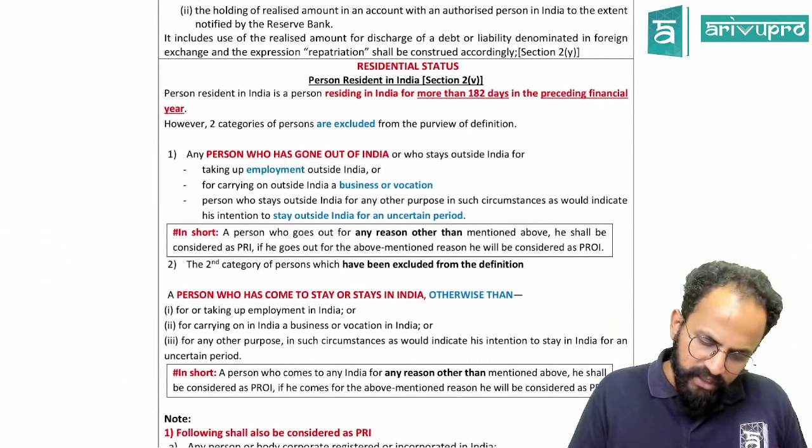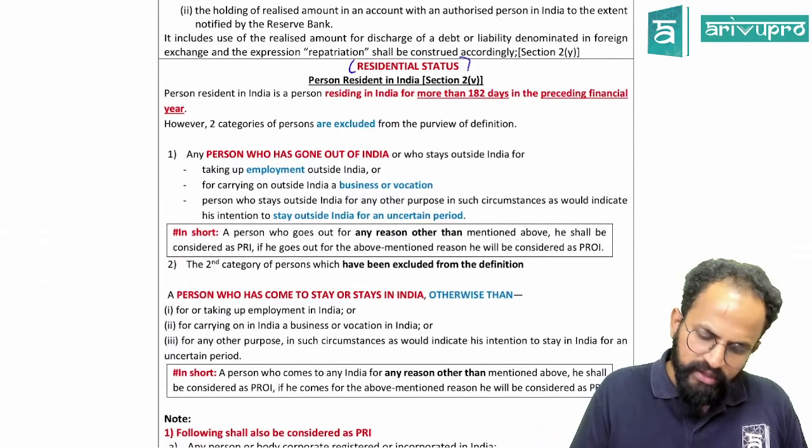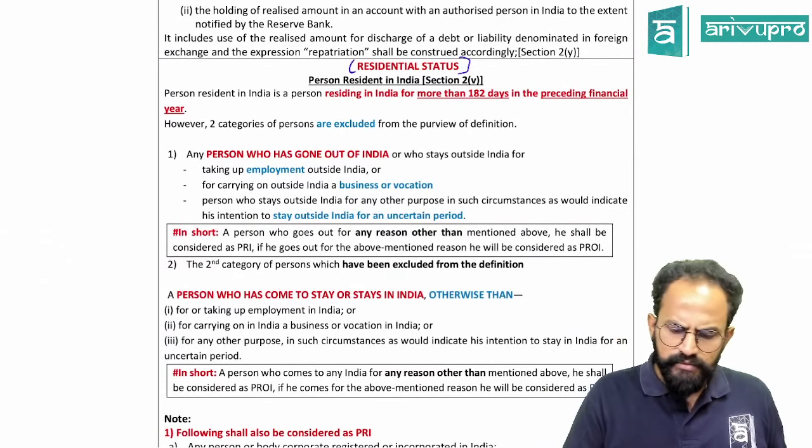Now what we are going to study, people, is residential status. Sir, this is like nothing for us, sir. We are tax students, sir. What are you talking, sir? Simply you will give build up.